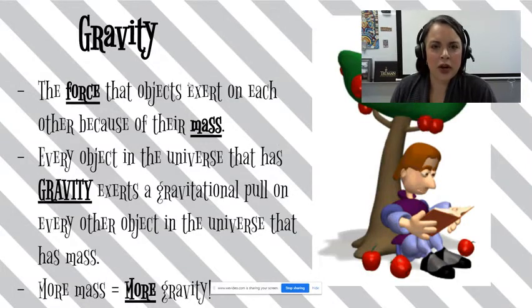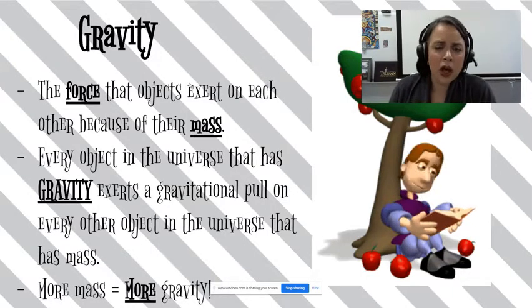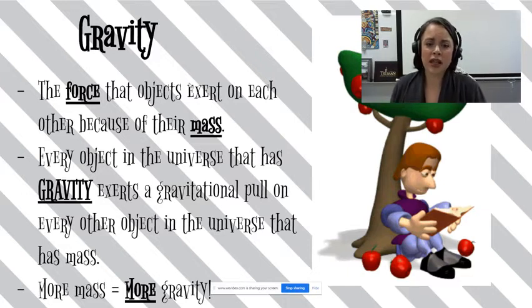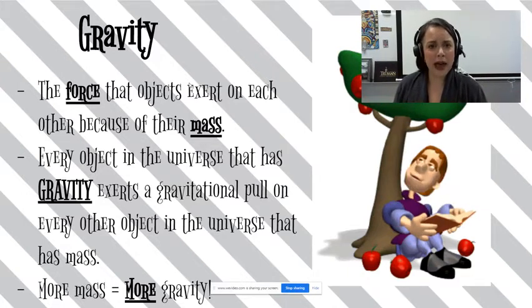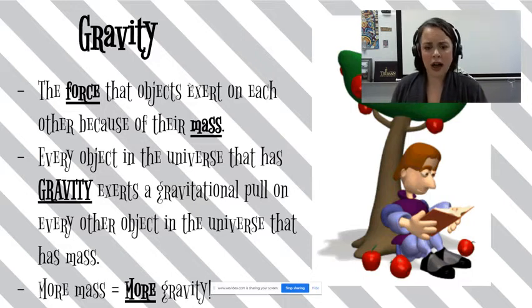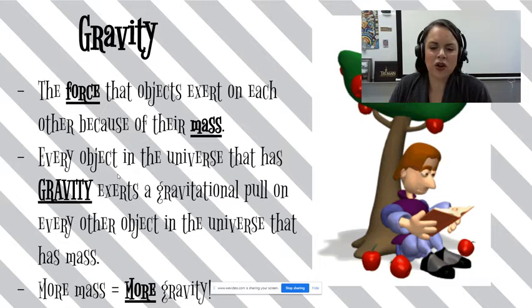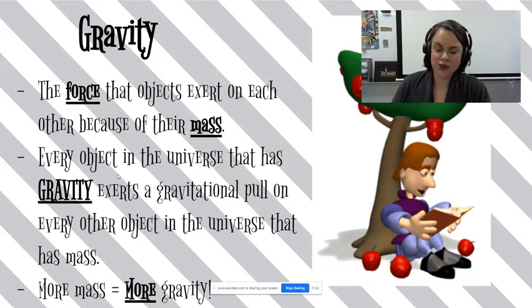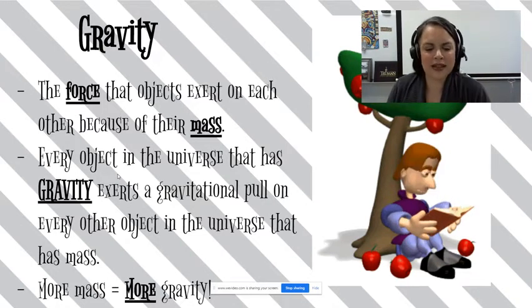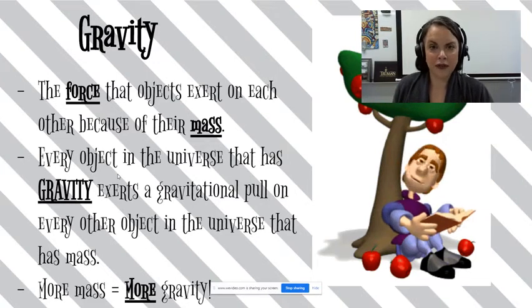I believe, if I remember correctly, the first thing that you have in your notes is a little blurb about gravity. And so to summarize what we did last week, we learned that gravity is the force that objects exert on each other because of their mass. And so every object in the universe that has gravity is going to exert a gravitational pull on every other object in the universe that has mass. And we learned that gravity is dependent on mass. So the more mass an object has, the more gravity it's going to have.